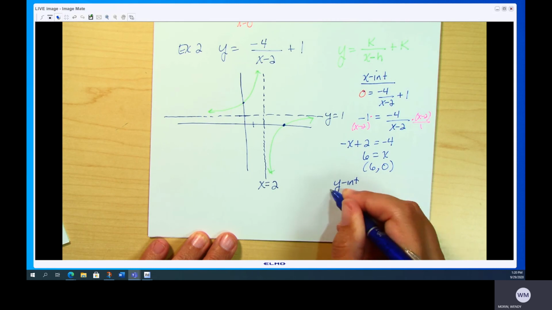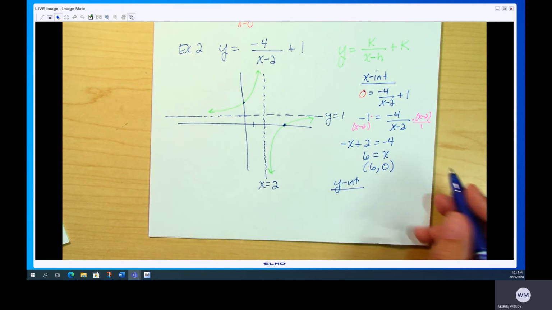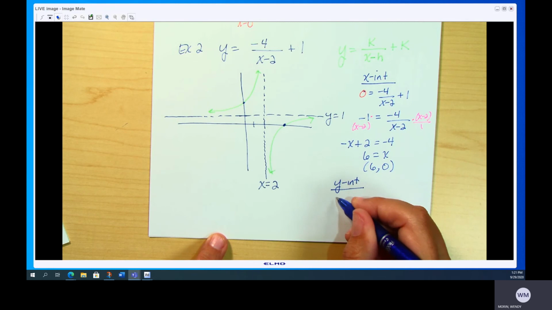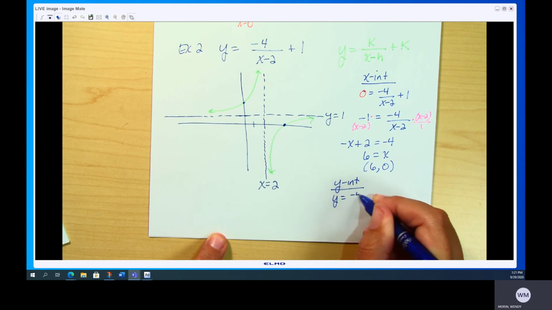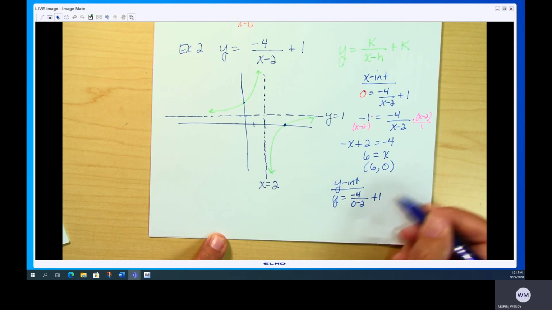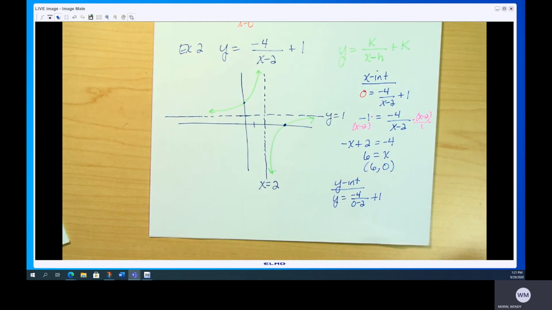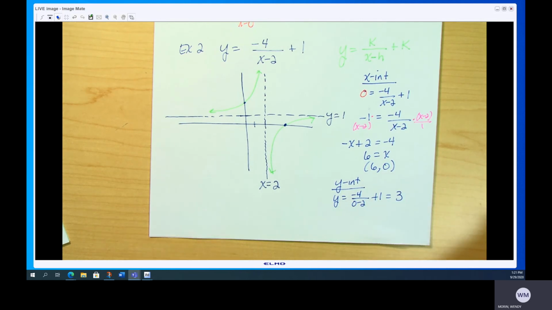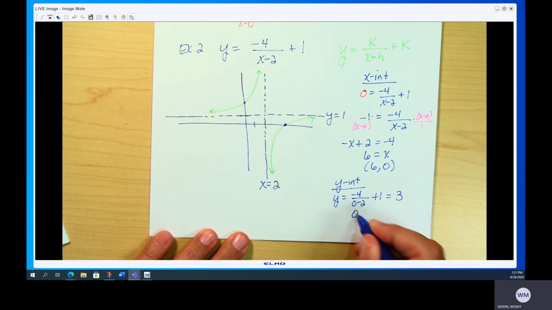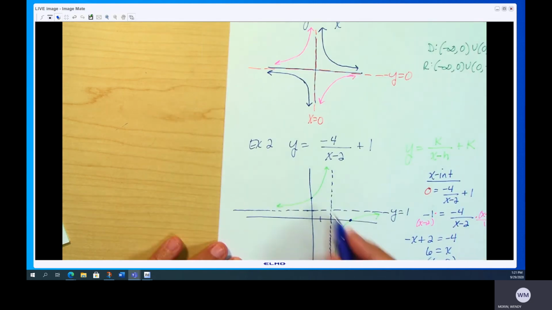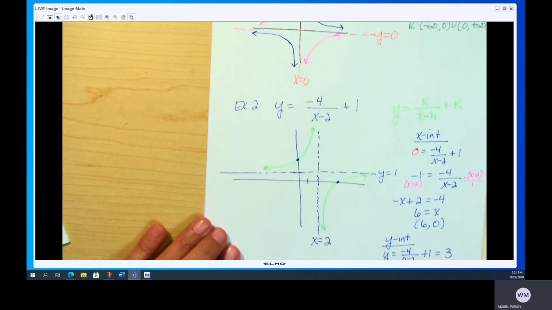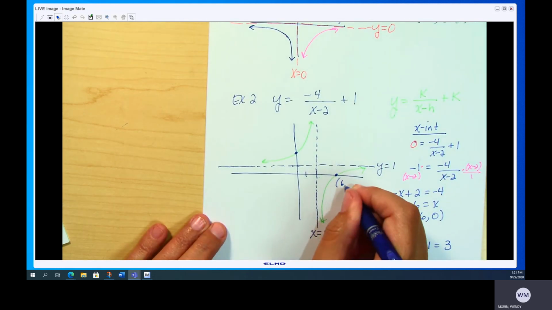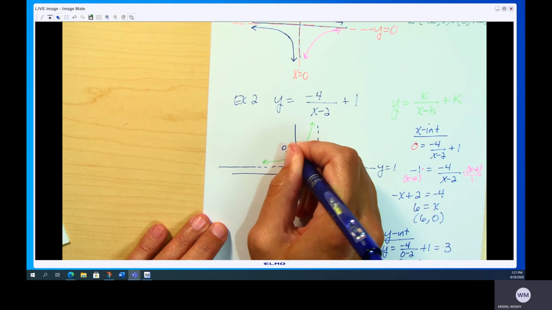The y-intercept is when what is equal to 0? That's when x is equal to 0. So 0 minus 2 plus 1, that's a negative 4 divided by negative 2, which is positive 2, plus 1, which gives you a 3. So you plugged in 0 for x, and you got a 3 back for y. So going back to our graph, that's (0, 3). So we have (6, 0) and (0, 3).